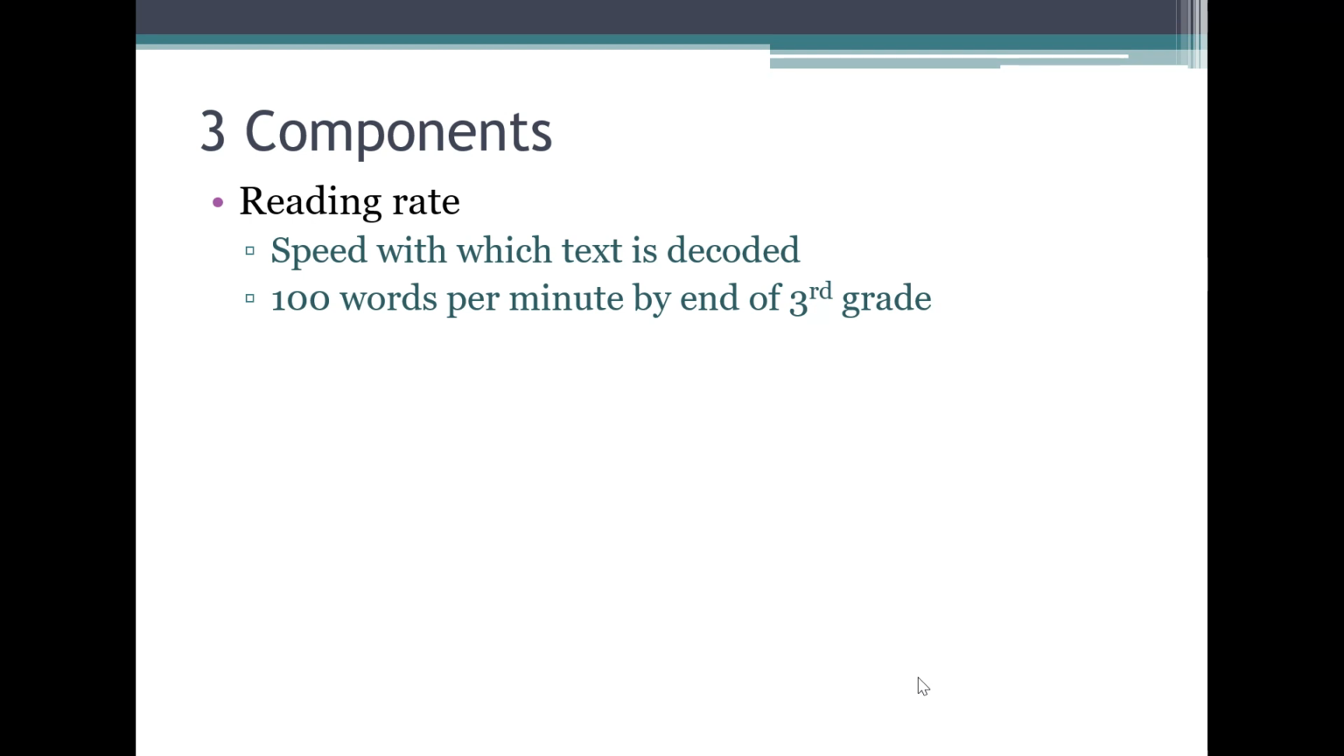By the end of third grade, a student who's been given instruction with multiple opportunities to learn new vocabulary should be able to read 100 words per minute, again, by the end of third grade. The second component of fluency is accuracy. We want to see how accurately a student reads when we are assessing their fluency. That's the percentage of words the student reads correctly out of a certain number of words.